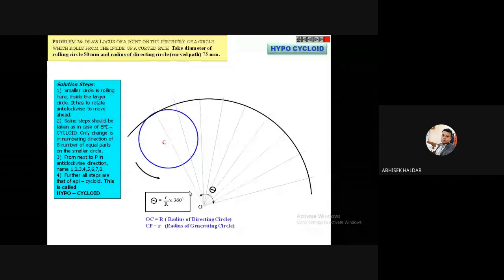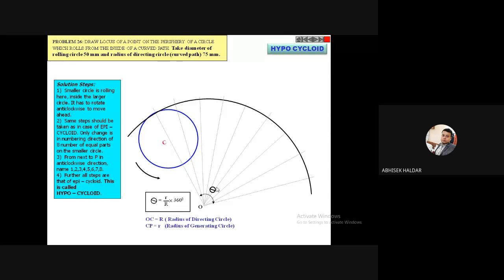And how will I do this? Just by bisecting. I have to calculate this angle first, mathematically. Then I have to take this much angle. This is the final position of this point P. When it rolls and completes one full revolution, the point will come somewhere over here. So this angle we have divided into 8 equal parts just by bisecting.